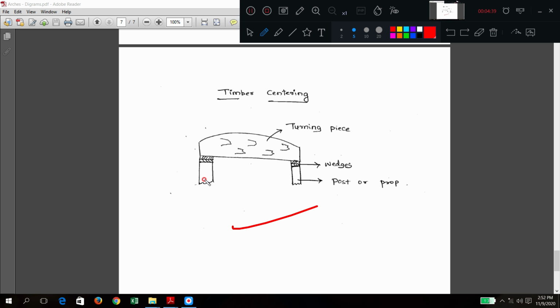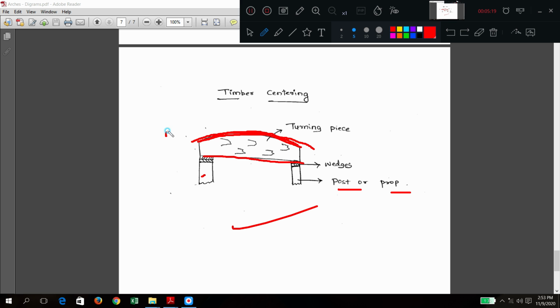Okay, so here the timber centering or formwork is used. Here you can see this is not the arch, this is the formwork for the arch. What they are doing? It consists of posts or props, wedges, and it has a turning piece. Can you see the turning piece is made of wood? The bottom of the turning piece is horizontal. The upper portion of the turning piece is curved, and this curved portion exactly matches the intrados of the arch which is coming above.